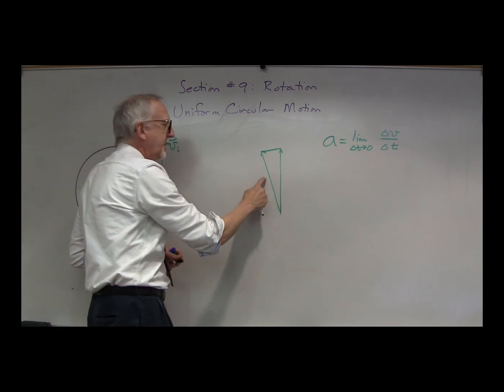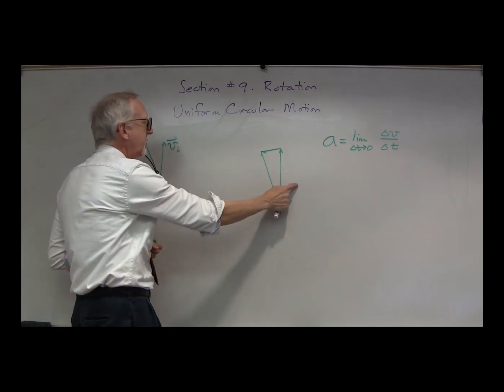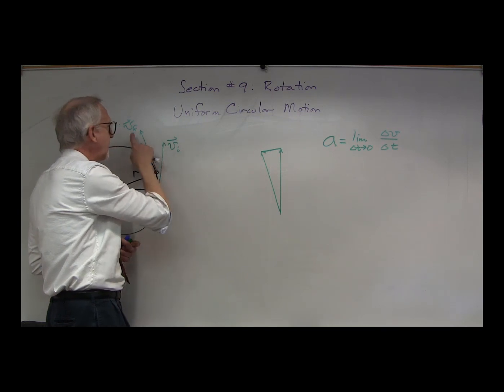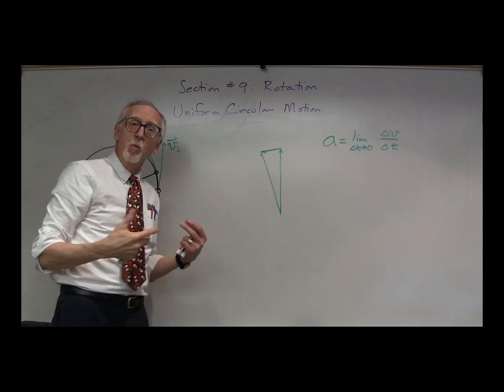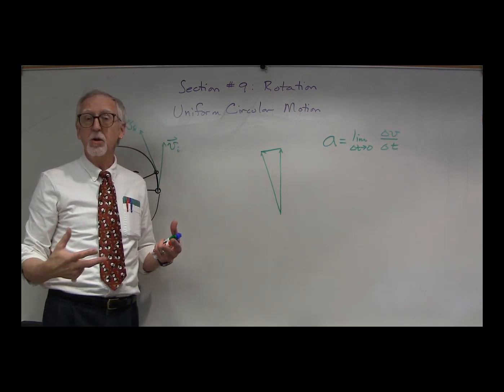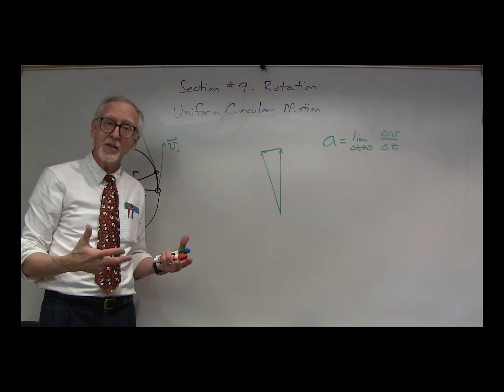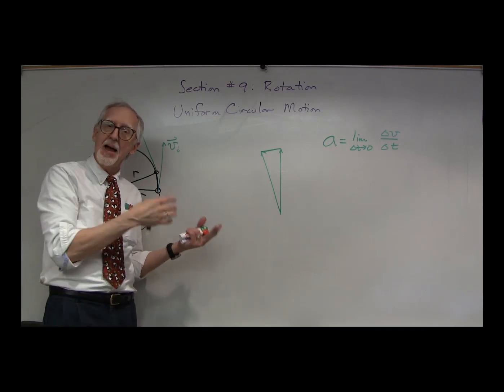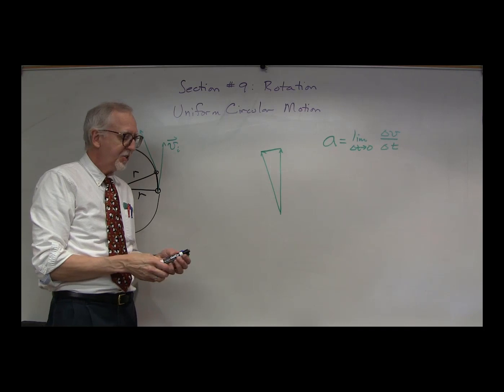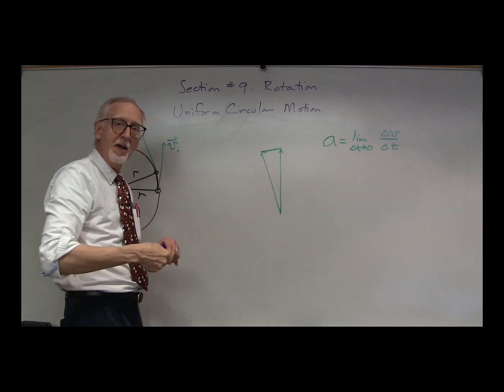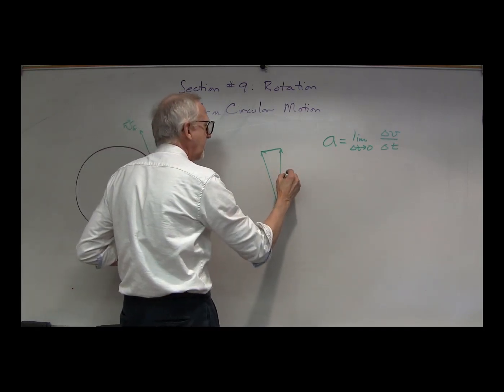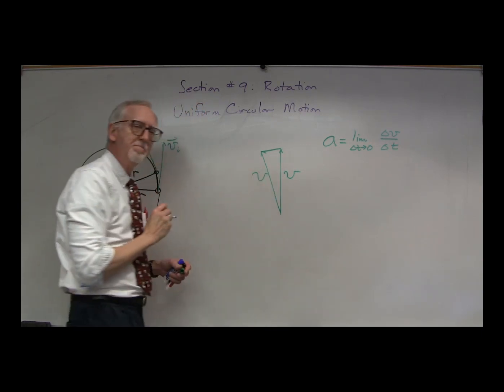While these, what are the lengths of these two sides? Well, this one is the length of v initial, this one is the length of v final, but we have uniform circular motion with the speed constant. What does that mean? The speed, the magnitude of the velocity is constant. So these two sides have the same length, just the speed of the object.